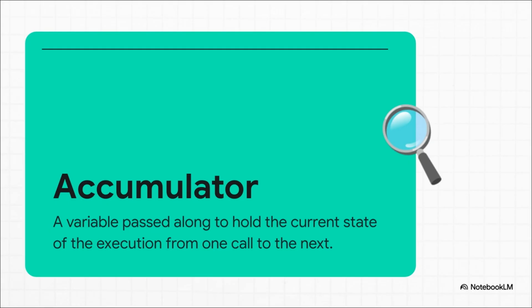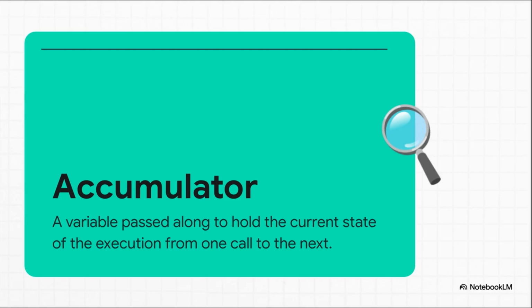Now, how do we make that happen? The key is the accumulator. Just think of it like a variable we pass along that holds the result of our work so far. It carries the state from one function call to the very next, building things up piece by piece until we finally hit our stopping point and return the finished product.